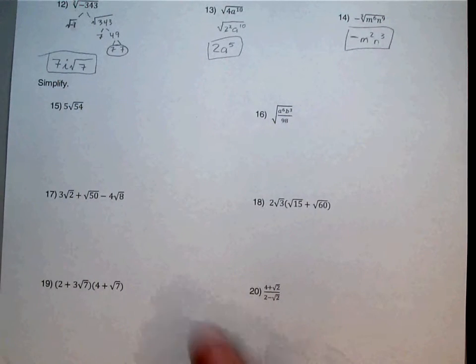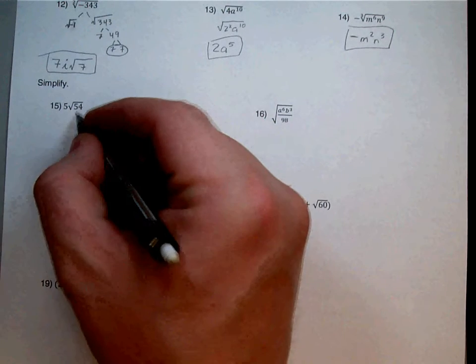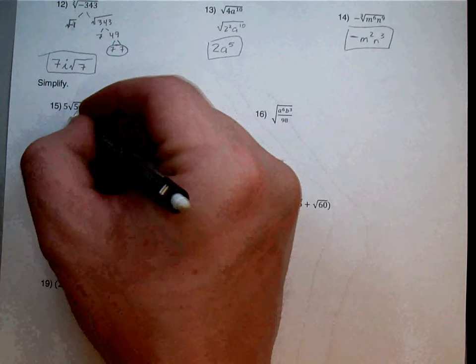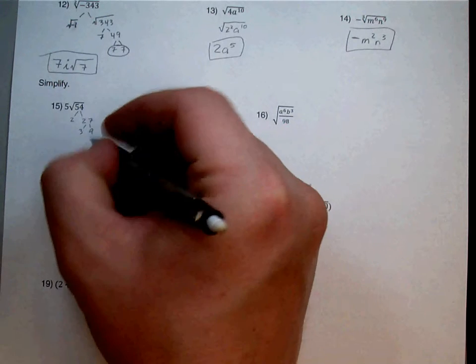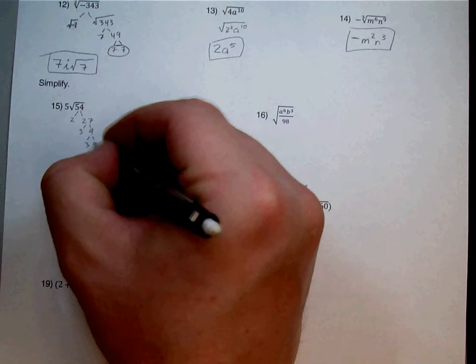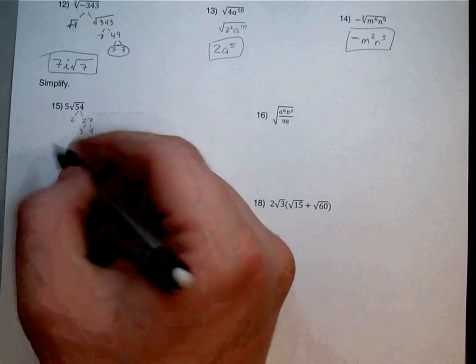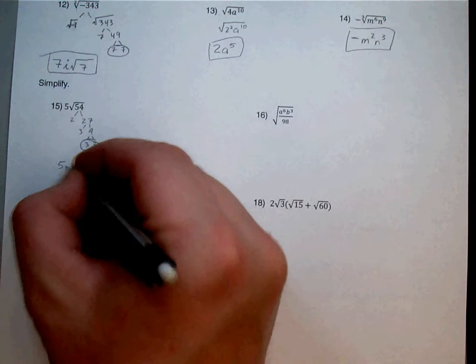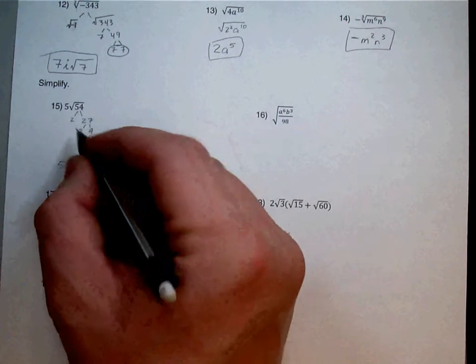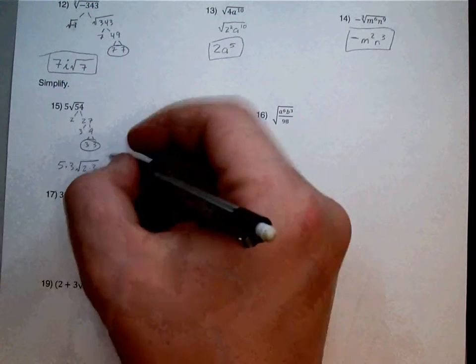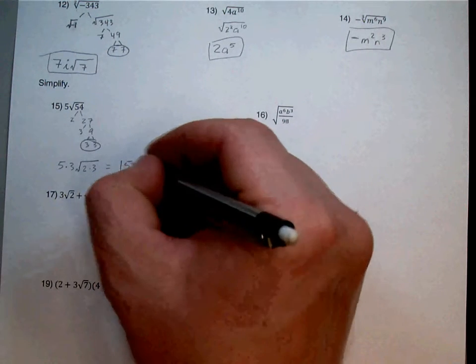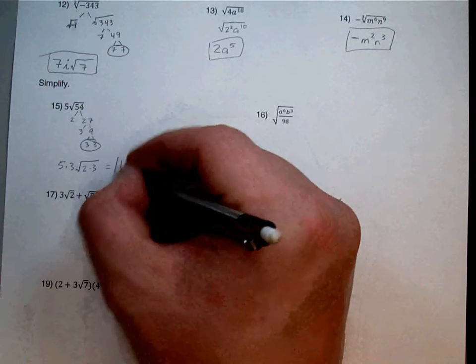Number 15. Simplify. Well, we could do a factor tree on 54. 2 and 27. 3 and 9. 9 goes to 3 and 3. So I do have a pair of 3s. So I already had a 5 out front. Now I pull a 3 out. What's left? There's a 2 and a 3 that weren't paired. They're stuck inside the square root. So 5 times 3 is 15. 2 times 3 is 6. I get 15 square root of 6.